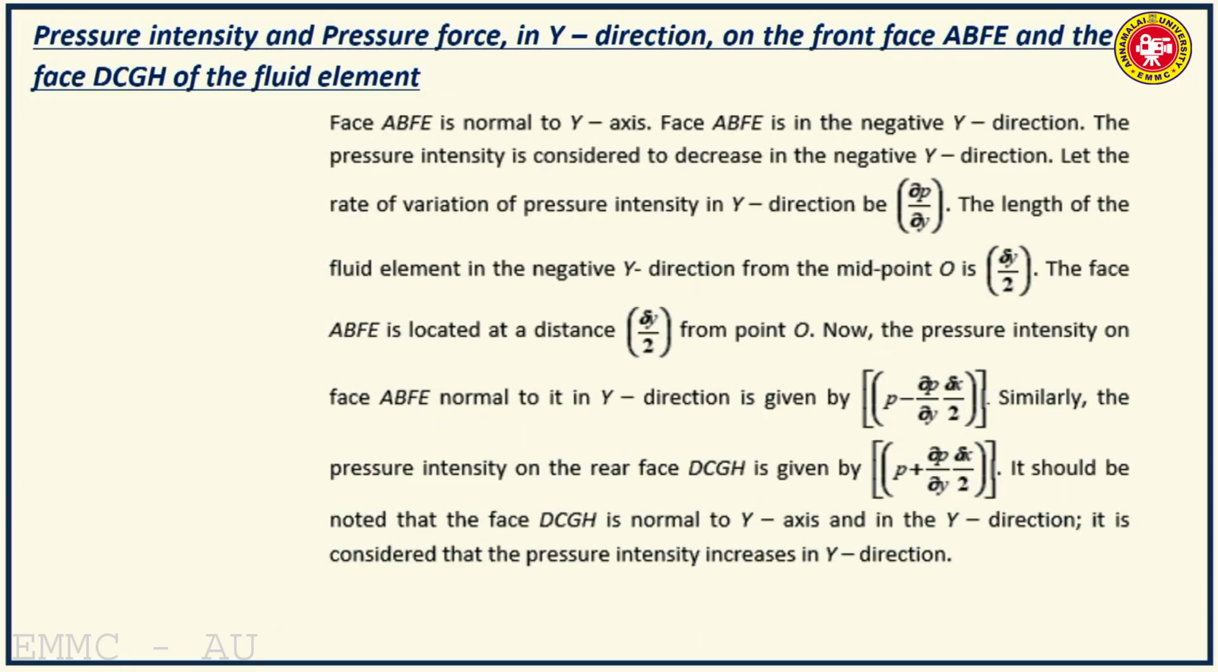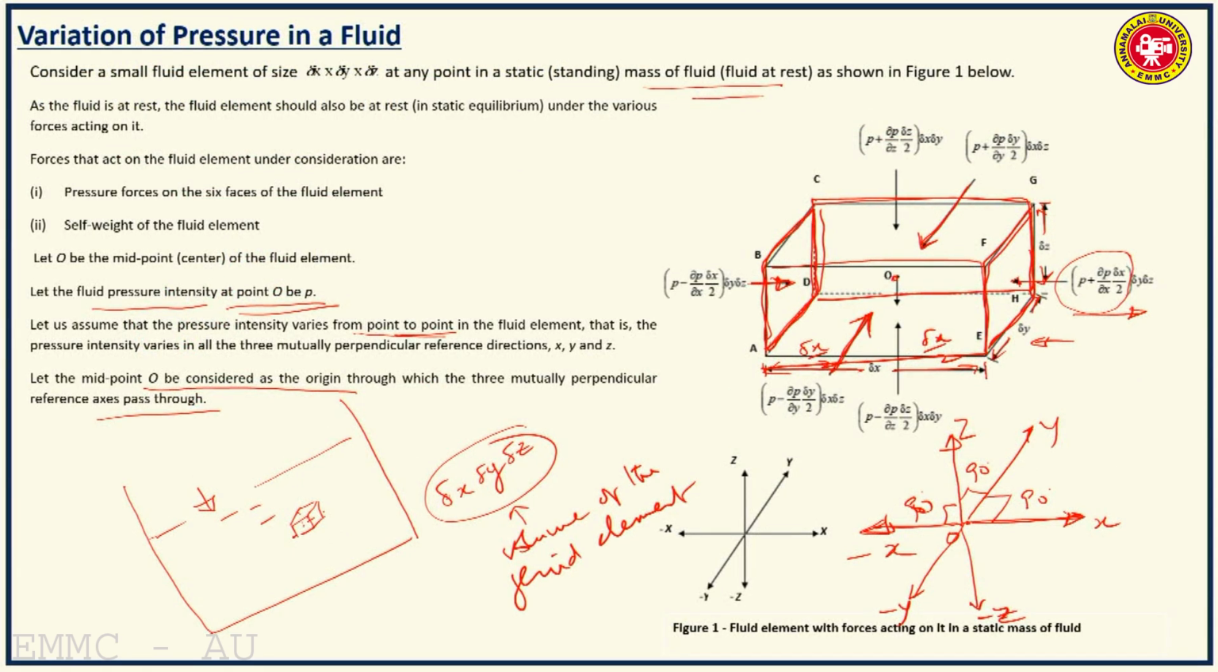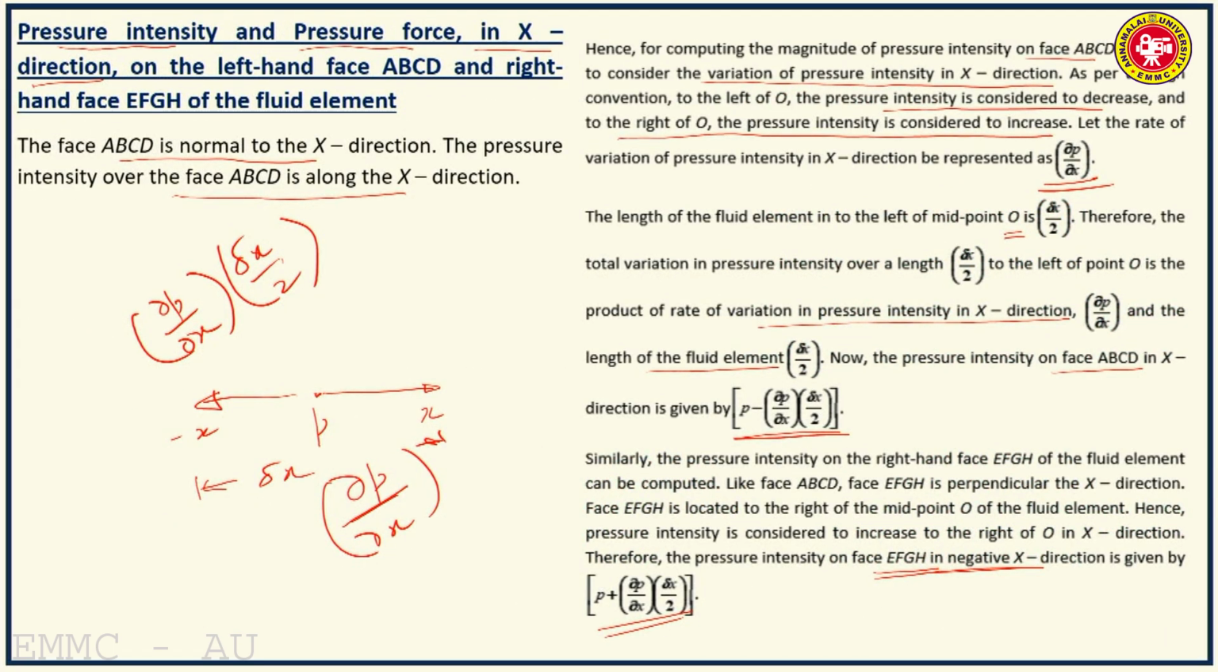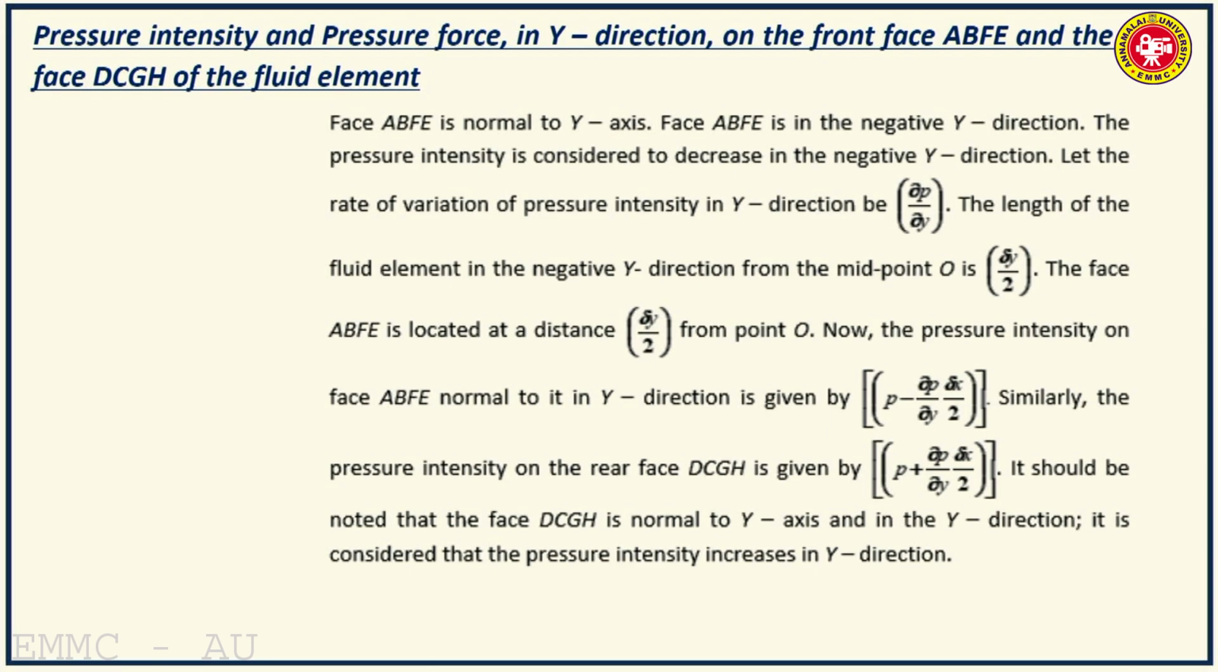So, ABFE is normal to the Y axis. ABFE is the front face normal to the Y axis. Similarly, the face DCGH is normal to the Y axis, that is the rear face. AB is in the negative Y direction, that is the front face, below the origin. The pressure intensity is considered to decrease in the negative Y direction, the same logic as before.